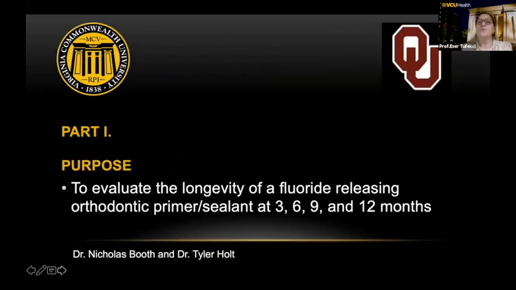This is what brought me to a few studies that I conducted, this time with the University of Oklahoma. I was lucky enough to be involved in these clinical studies. Two residents, Dr. Booth and Dr. Holt, did the first part of this clinical trial. The purpose of our study was to evaluate the longevity of a fluoride-releasing orthodontic primer sealant at 3, 6, 9, and 12 months.